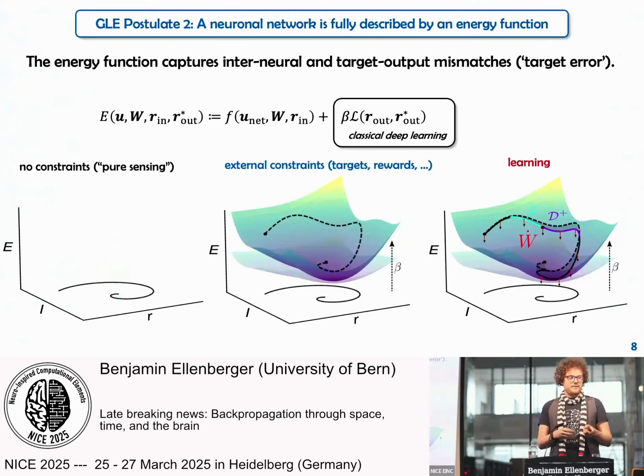plot here. As soon as you apply a constraint such as a target or a reward, you see this beautiful energy function, and the neuron dynamics have to follow this energy function. And then once we start learning, we can learn at all times, and we can reduce the energy that is along this path in the energy plane.